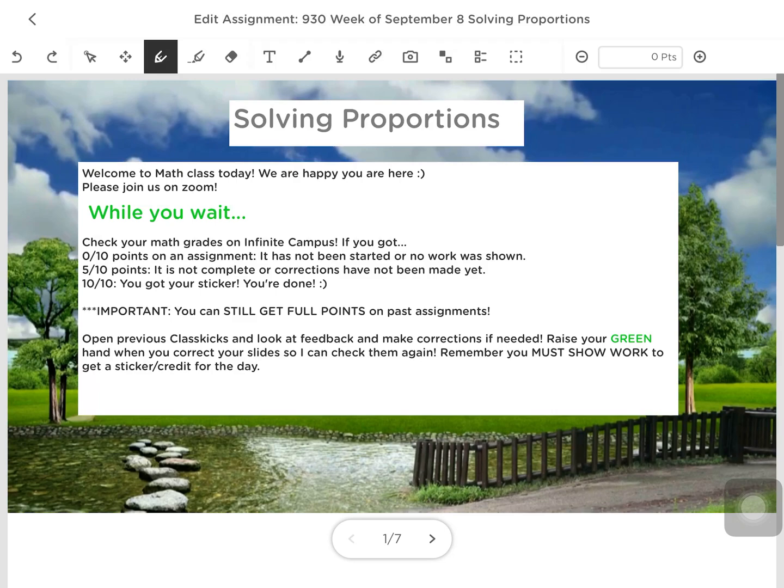So before we get started, please make sure you have a pencil, your math notebook, and a calculator ready to go. That will help you navigate through this lesson a little bit easier.